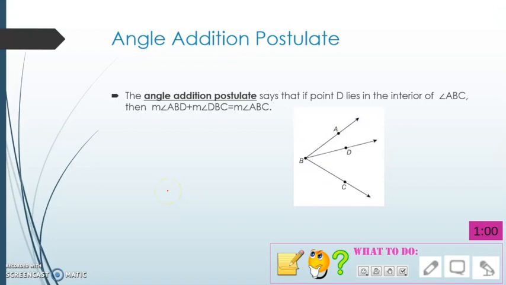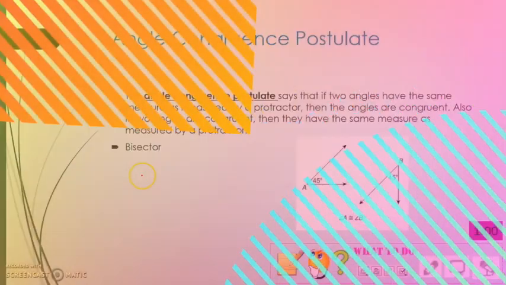All right, get out your postulate and theorem tracker. The angle addition postulate says that if point D, right here in this diagram, lies in the interior of angle ABC, which it does, then the measure of angle ABD, that's this guy here, plus the measure of angle DBC, that's this guy here, if we add them together, we get the measure of the whole big angle, ABC.